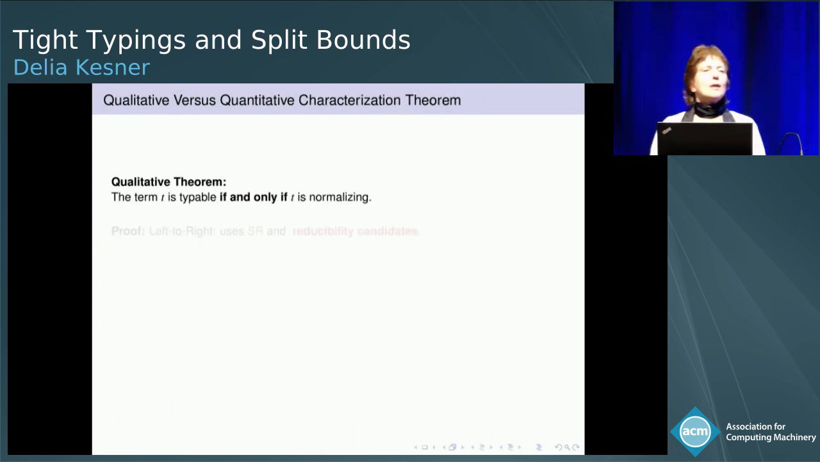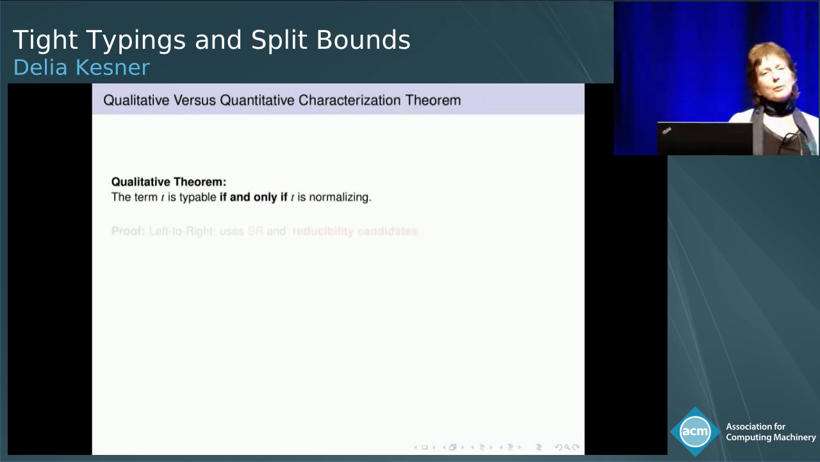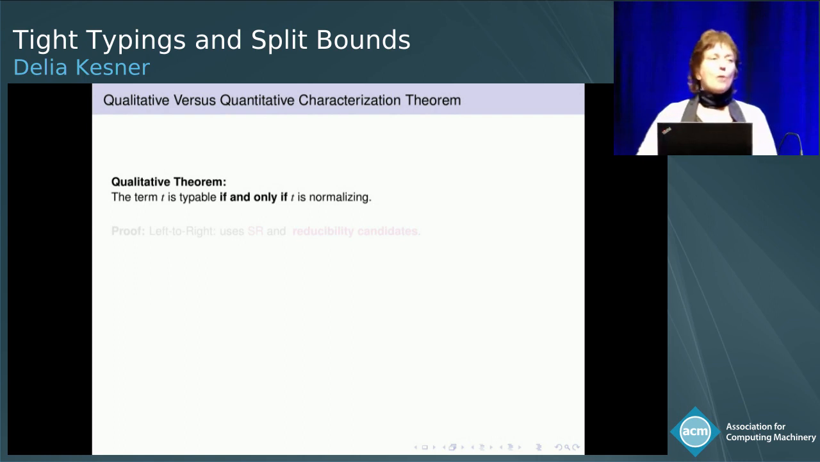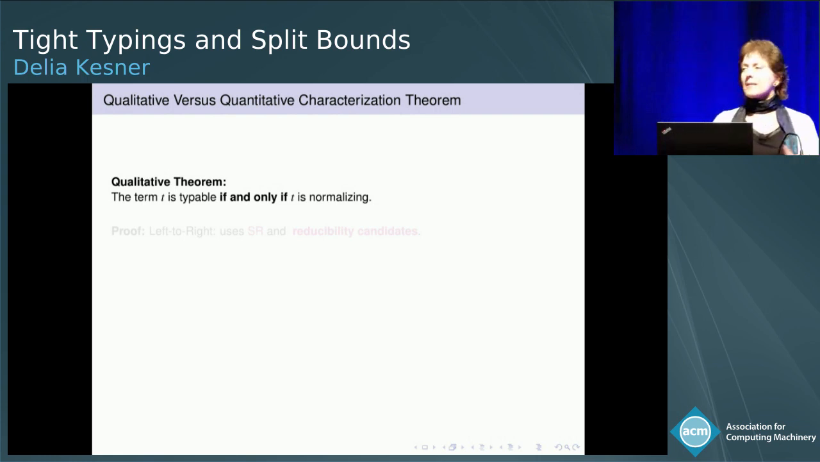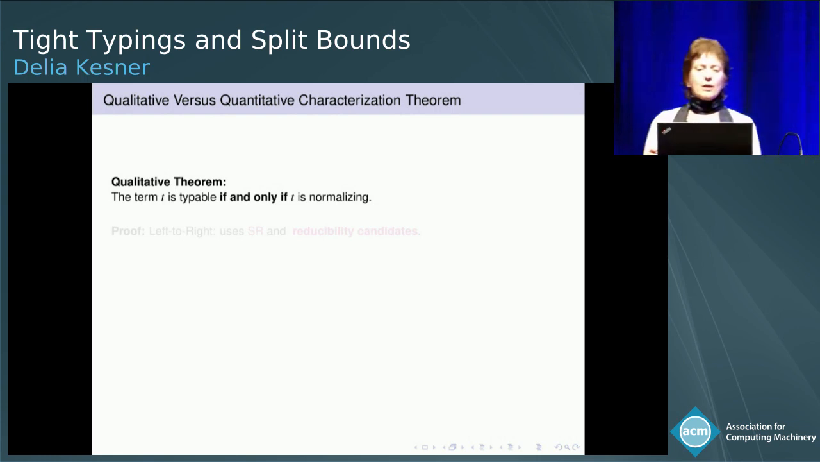So another typical case of a qualitative property that we transform into a more interesting quantitative property is the typical theorem saying that a term is typable if and only if it is normalizing.